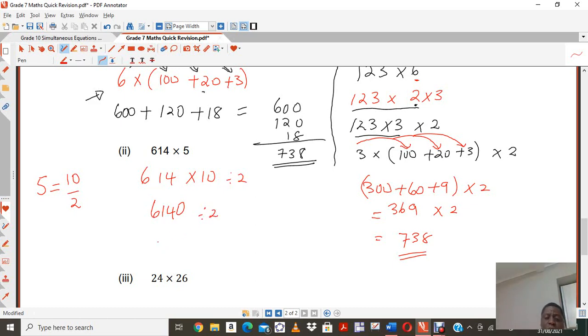So you find half of 6,140. So half of 6,000 is 3,000. Half of 100 is 50. Half of 40 is 20. So the final answer, and I hope you get it, is 3,070. Okay? So when you multiply any number by 5, multiply the number by 10, and then divide your answer by 2. Okay? It should be very easy for you to do that.